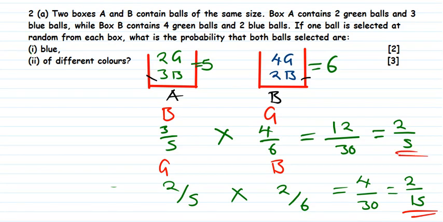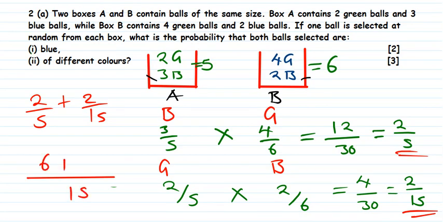Now, as I said, you have to end up adding the two answers. So 2 over 5 plus 2 over 15. Common denominator is 15. 5 into 15 is 3 times 2, that is 6. 15 into 15 is 1 times 2, that's just going to be 2. 6 plus 2 is 8 over 15. So that is the answer.